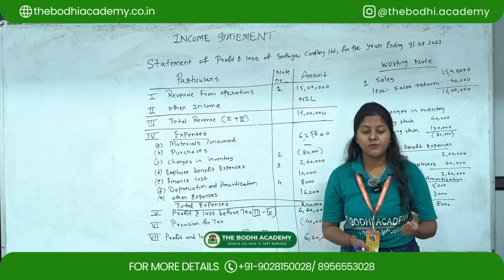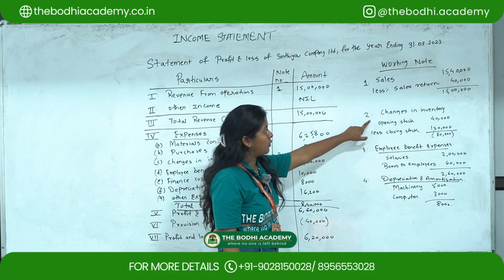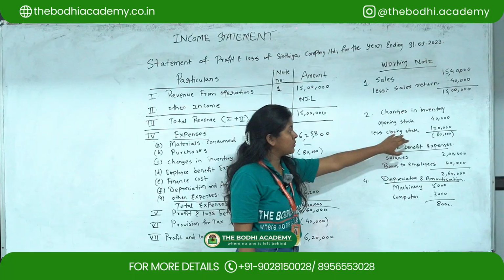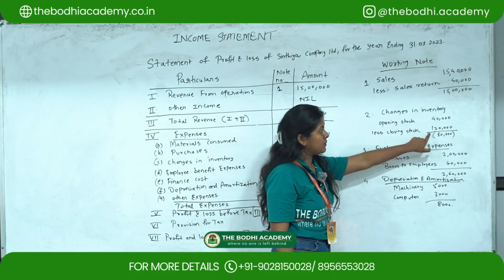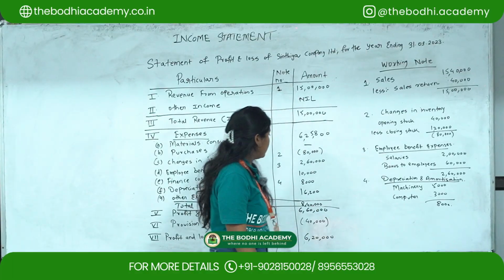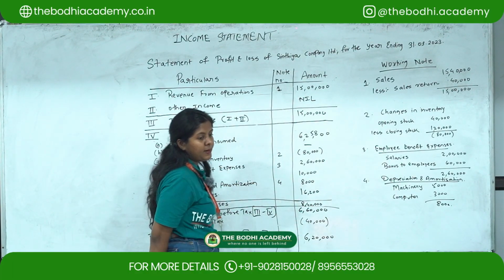So first they have given opening stock 40,000. Since we know that closing stock is there, you have to find out changes in inventory. Opening stock less closing stock. So you'll get 40,000 minus 1,20,000, but you are getting the answer in negative 80,000. So negative 80,000 will come over here, which we have shown with the bracket.